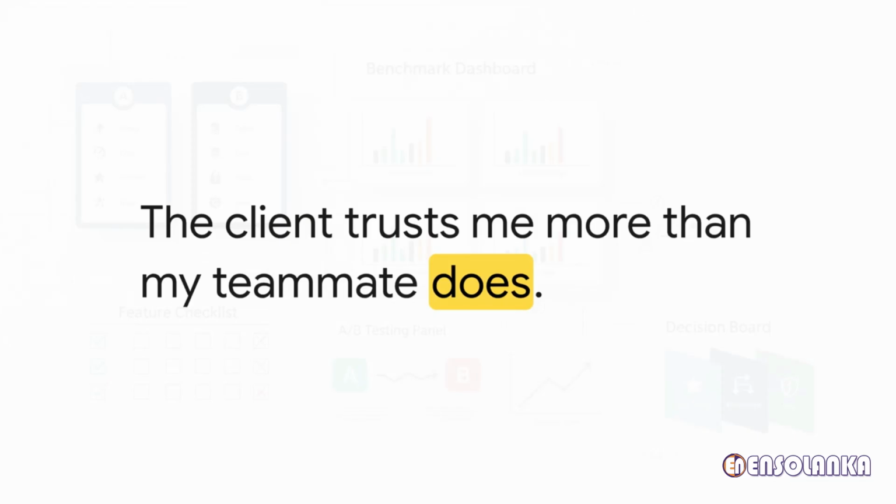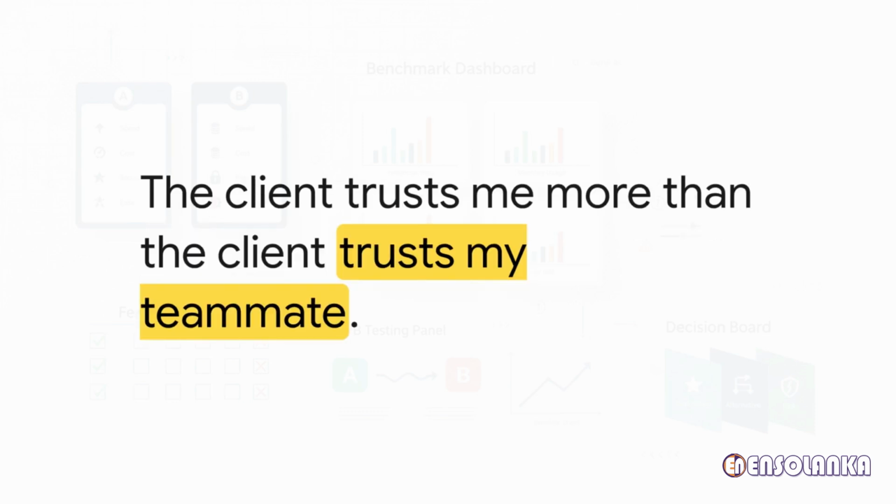Here's fix number 1. Just add the word does at the end. The client trusts me more than my teammate does. Bam! Now it's crystal clear you're comparing two actions, the client's trust in you versus your teammate's trust in you. Ambiguity? Gone. And for that other meaning, you just spell it all the way out. The client trusts me more than the client trusts my teammate. Yeah, okay, it's a few more words, but it leaves absolutely zero doubt. And that kind of precision is what professional technical writing is all about.